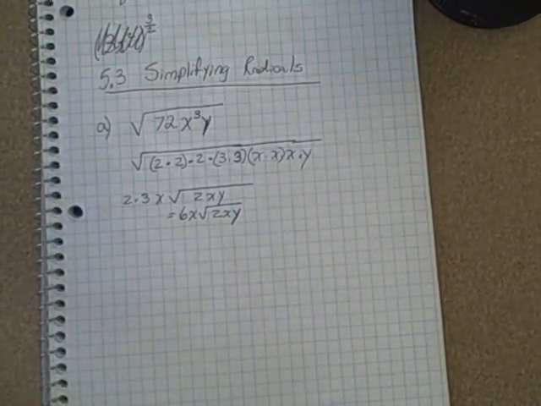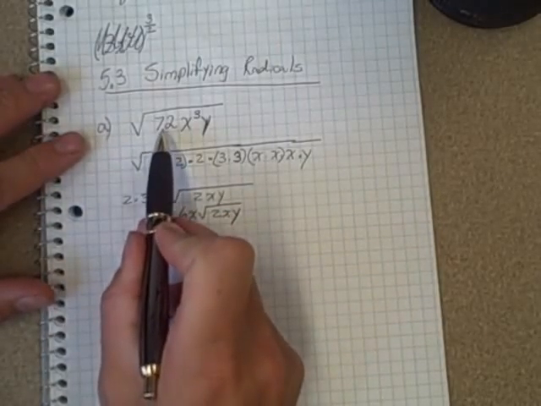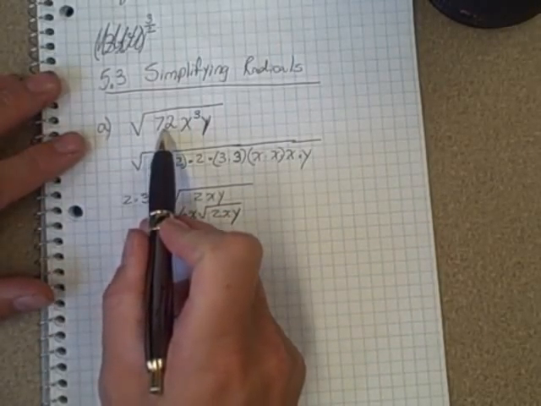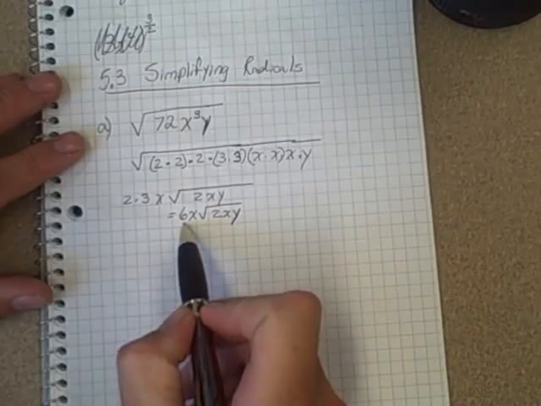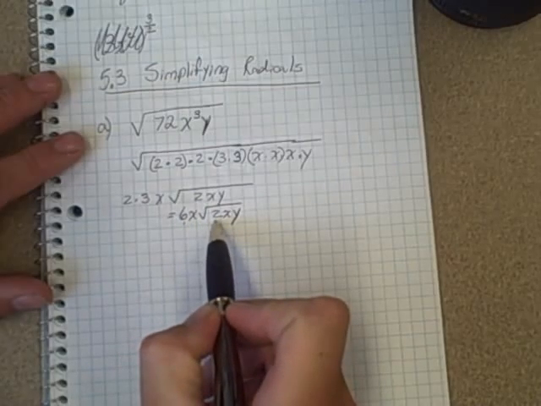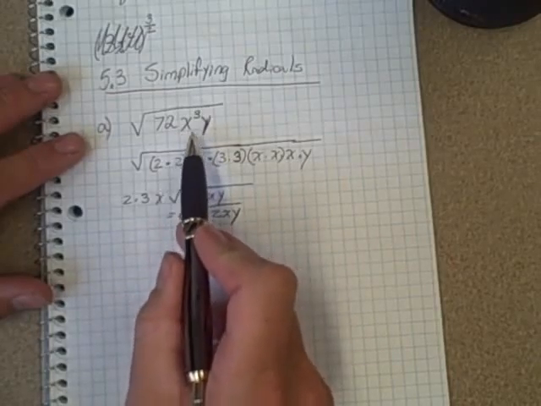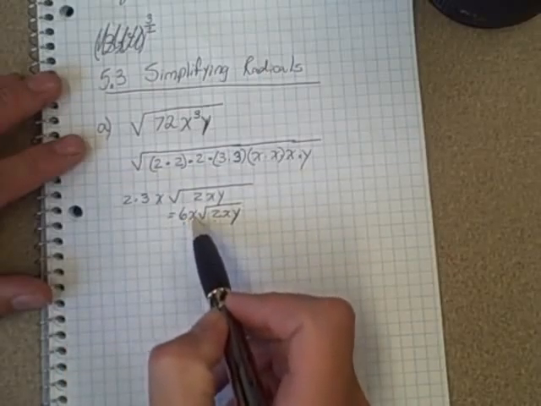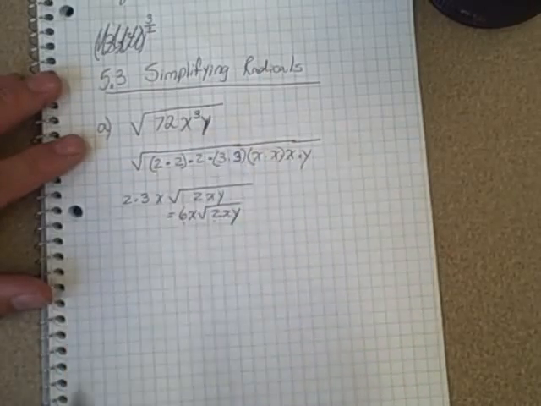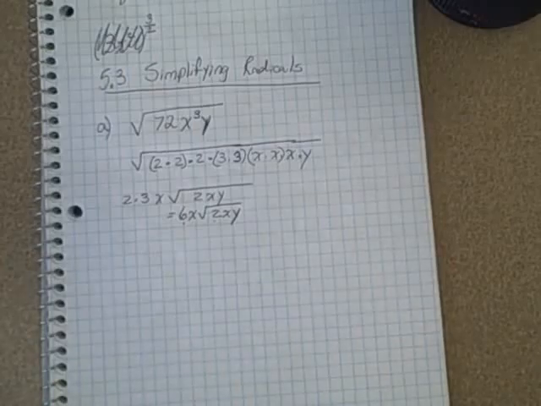Now the other way to do it is you could have said this 72 is the same as 36 times 2, and when you took the root of 36, you would have a 6 out here, and the 2 would still stay underneath the root sign because it's not a perfect square. And then you could have taken out 1 x squared for an x, and then 1 x would have been left underneath, and you couldn't take any y's out. So that was the alternative method.